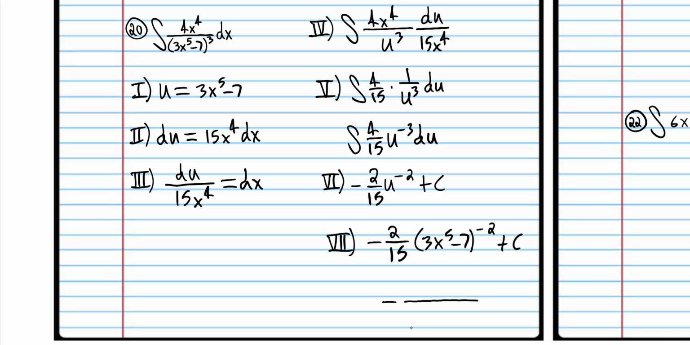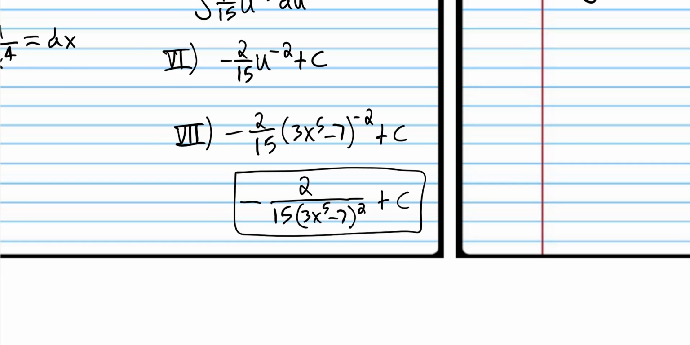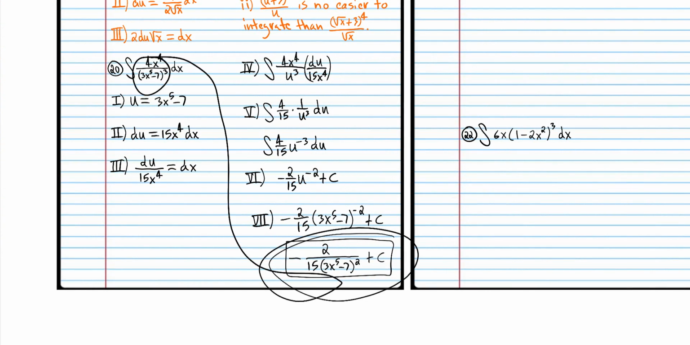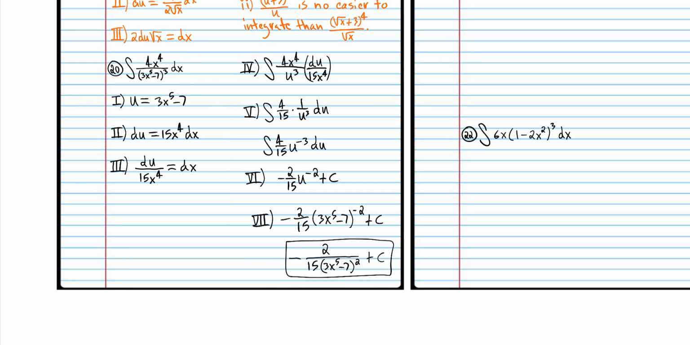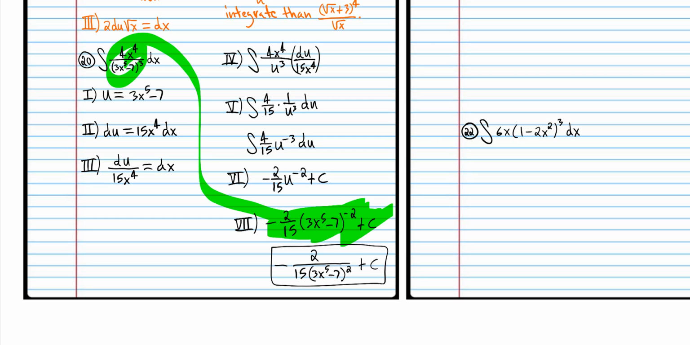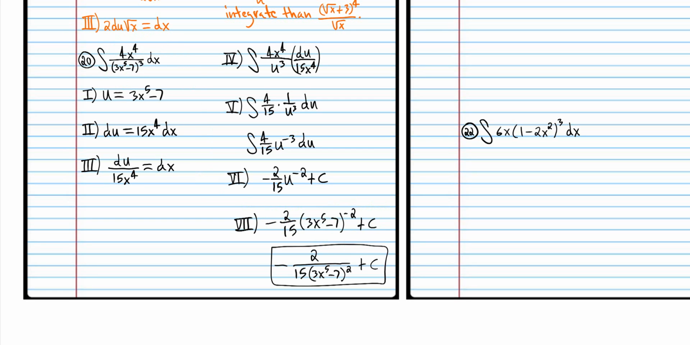So that's going to be negative 2 over 15 times 3x to the 5th minus 7 to the 2nd power plus c. So if we find the derivative of this, we get back to that expression there. And in order, if you really wanted to check, it'd be better to use this expression here. That's easier to find the derivative, but you'd have to use the chain rule in order to check your answer.